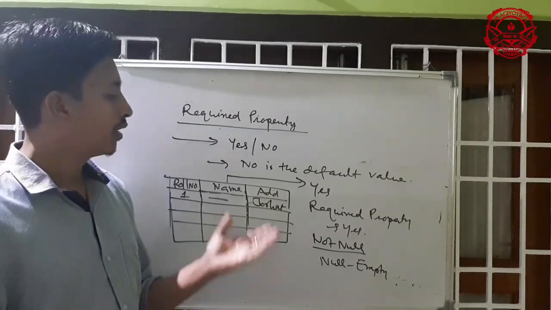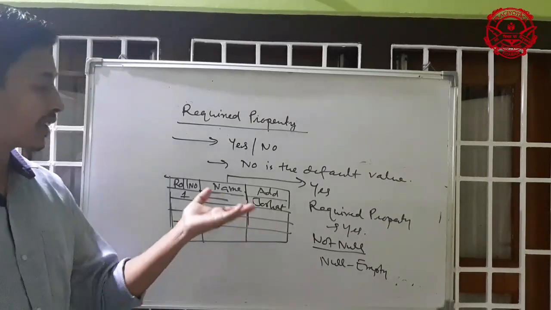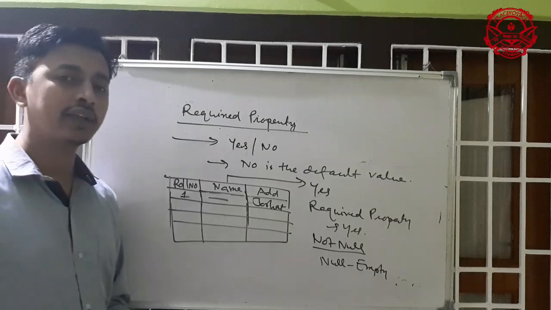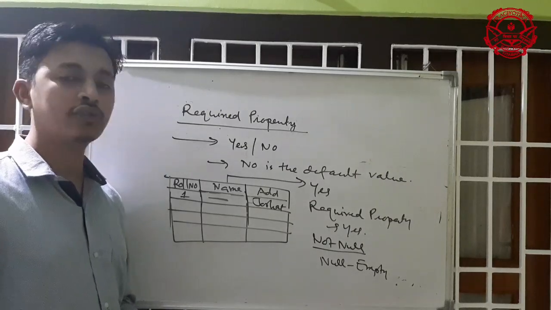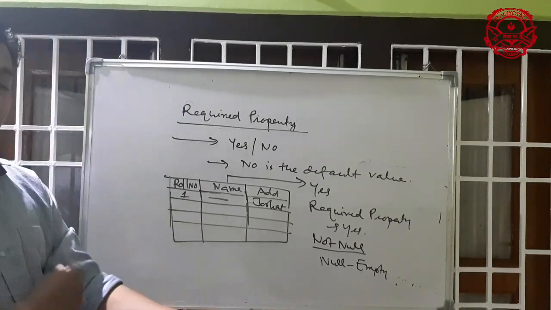So I think you understand these things. If you don't understand, please do comment. Okay. So this is the required property.